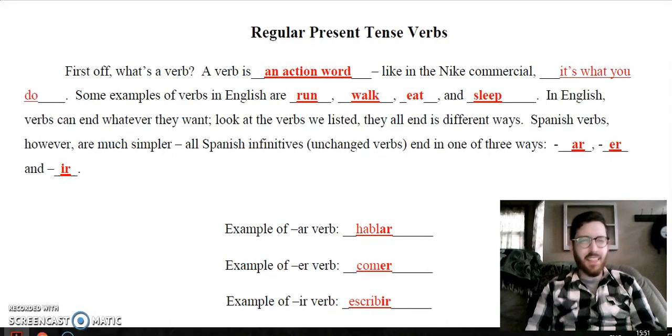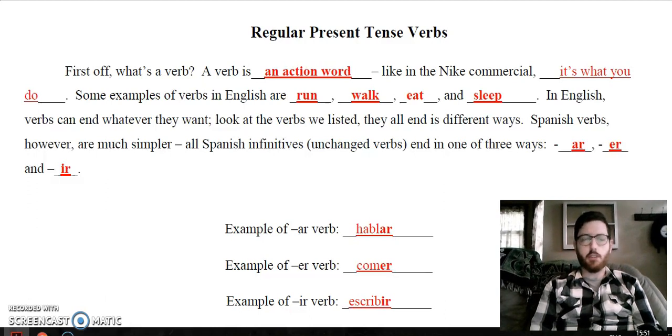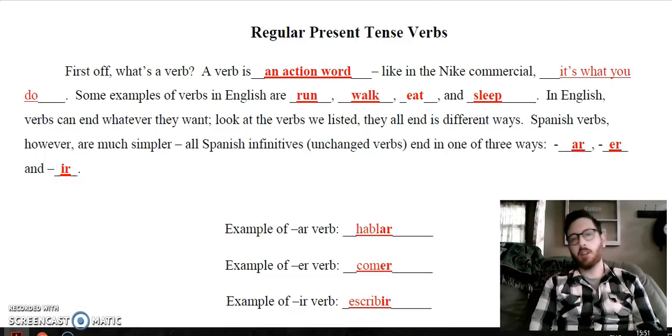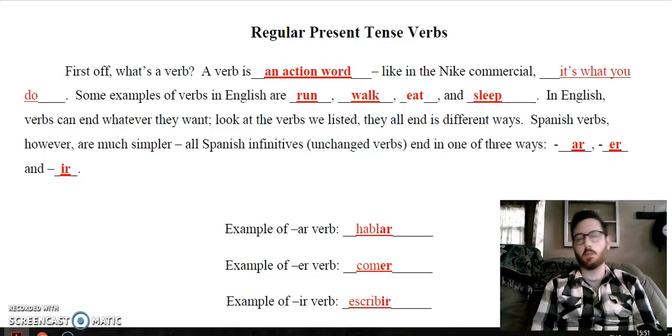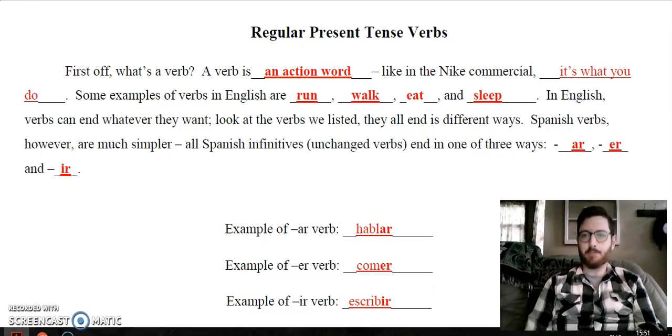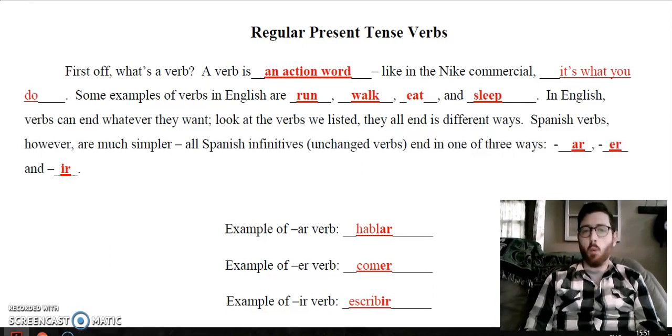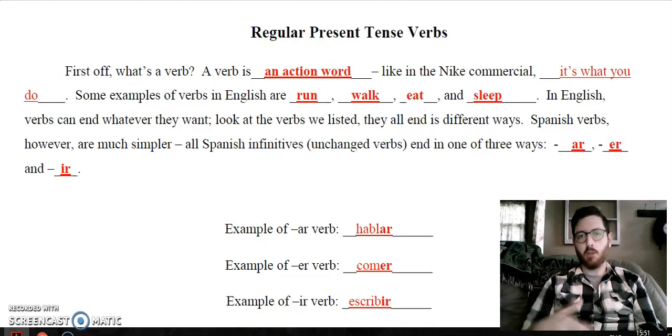Like in what I think is the Nike commercial, although now that I'm thinking about it, maybe it's Gatorade. But it's what you do. Any action that you do is a verb. So, for example, in English, we can talk about how I run, or you walk, or he eats, or we sleep. Any of those things that you do are verbs. And English verbs can end whatever way they want. If you look at the four examples that we have here, run, walk, eat, sleep, they all end in different ways. There's no rhyme or reason to the way that each verb looks.